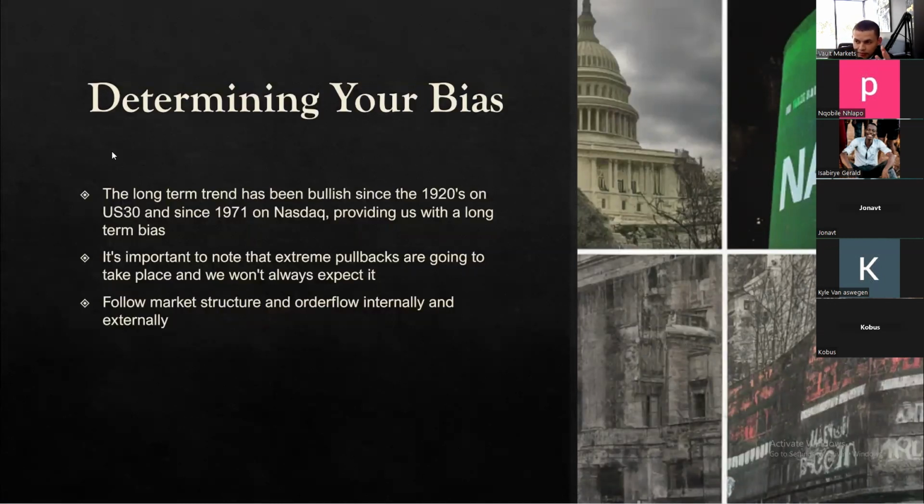Now, here's the thing. It almost becomes inevitable that the market will crash at some point. But if you think about it this way, the only way Nasdaq and US30 can really crash is if all these companies fail. Now, what's the chance of that happening? Understand what I'm trying to say?